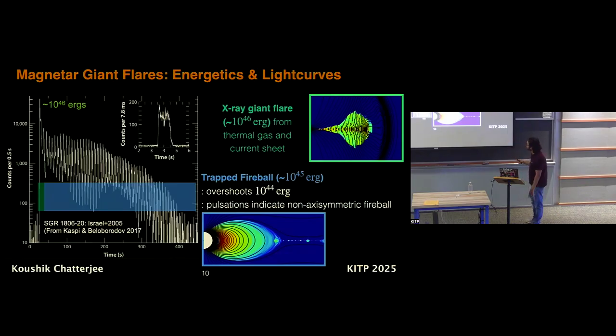The pulsations over here are around 8-second pulsations, and that indicates the period of the magnetar, which also says that what we actually need is a non-axisymmetric fireball instead of what we have over here. So that will also bring down the total energy of the system.